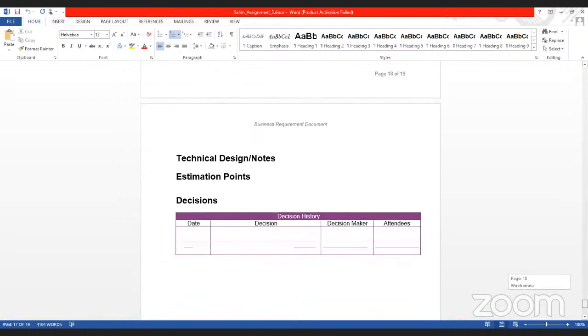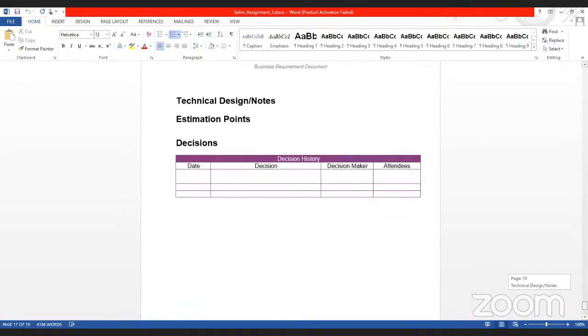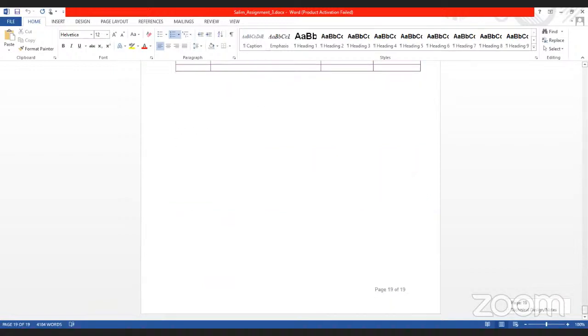I did not have any wireframes, and since there were no decisions made, I made those blank. So thank you all, and that is the end of my BRD document.